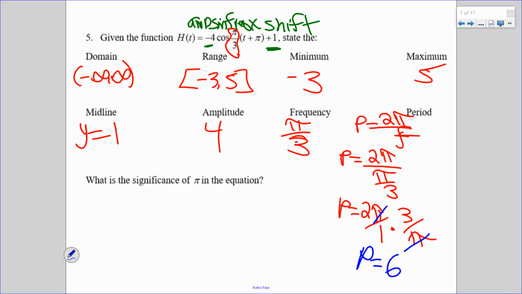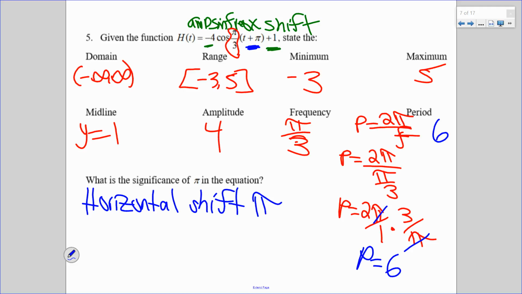So the period is... What is the significance of pi in the equation? Well, what's in the parentheses is a horizontal shift. So it's a horizontal shift pi units to the... you know what direction that's moving? I do. It's the left.